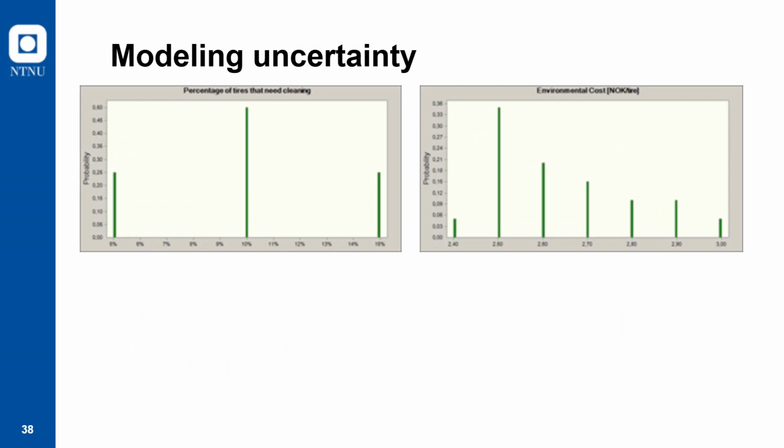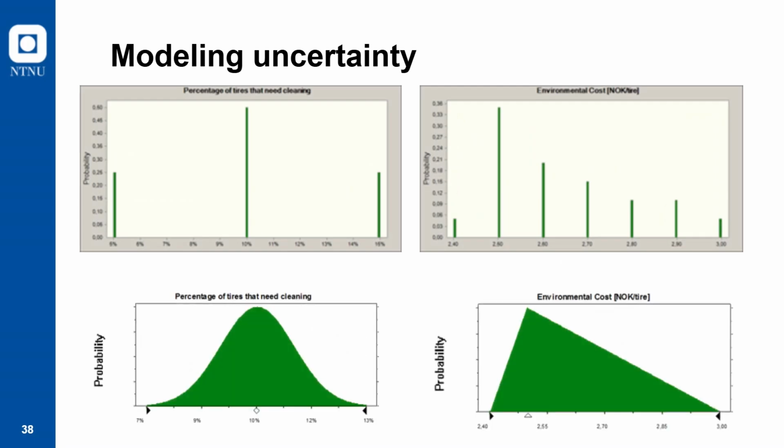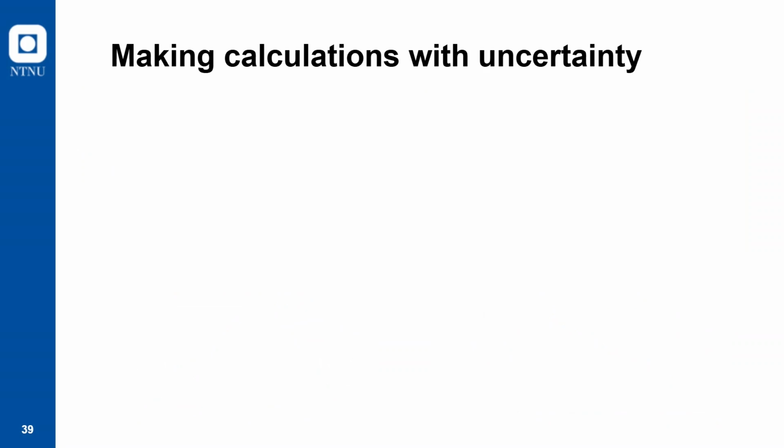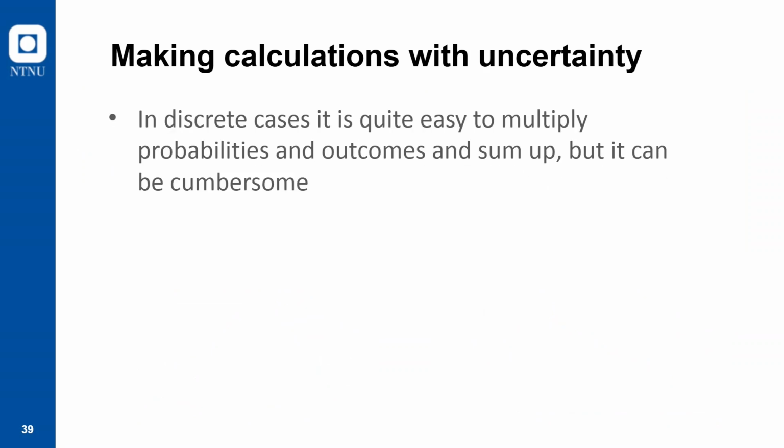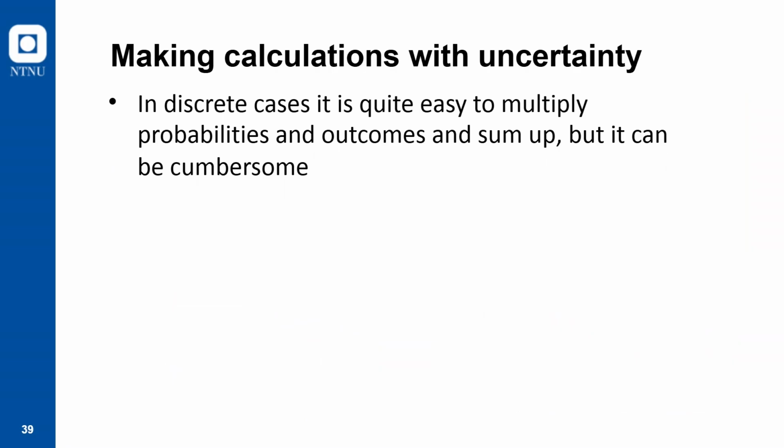How do we do it? Well, here we have some examples from some papers I've written. Here we have discrete distributions. That means that the uncertain variables are just on these columns. You cannot have values in between. If you think you can have values in between, then we need continuous distributions. And here we have a normal distribution and a triangular distribution. Which one you use is entirely up to the situation to determine.